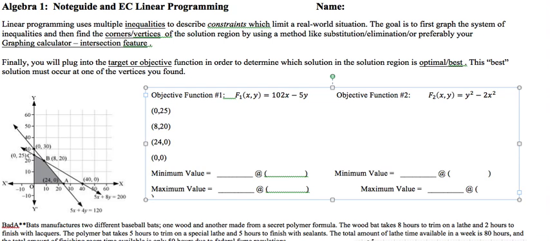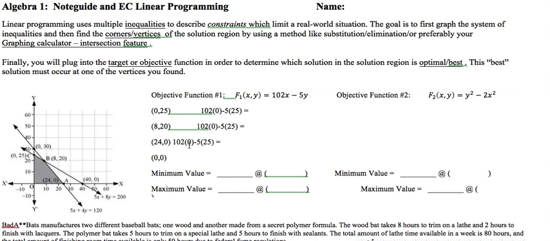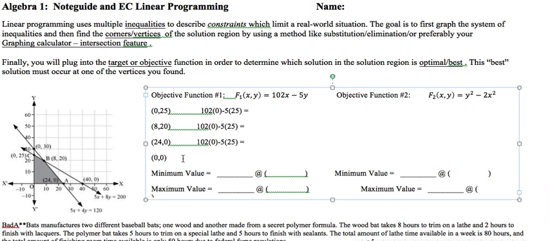So let's plug each one of those into our target function f1. So we're going to do that with our calculator and go 102 times the x minus 5 times the y, and we'll get our values for each one. I'm going to do a little copy and pasting here. This one, the x was 8, the y was 20. This one, the x was 24, and the y was 0. And here we had zeros for each.